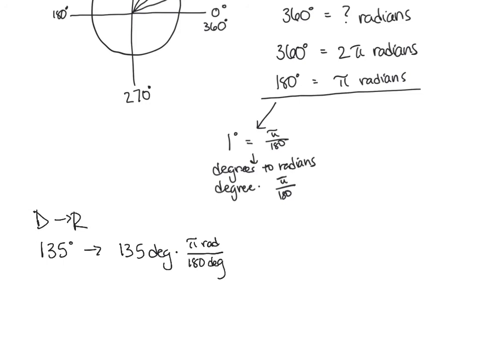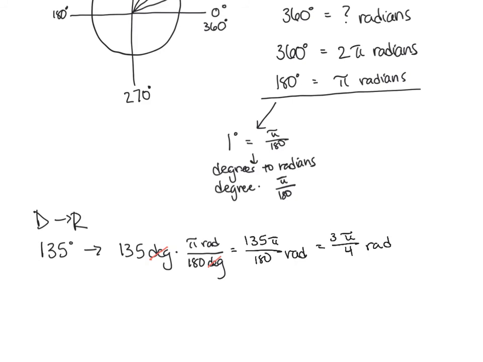180 degrees. Now, since I'm multiplying by a degree and dividing by a degree, those degrees cancel out and we're just left with our radians. So we're going to have 135 pi over 180 radians, or rad. Now, if we were to simplify 135 over 180, that's going to give us 3 pi over 4 radians. And hey, if you take a look at the unit circle, 135 degrees is in the same place as 3 pi over 4.